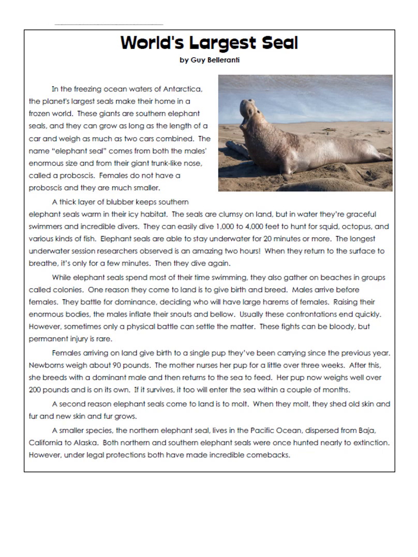A second reason elephant seals come to land is to molt. When they molt, they shed old skin and fur, and new skin and fur grows. A smaller species, the northern elephant seal, lives in the Pacific Ocean. Dispersed from Baja, California to Alaska, both northern and southern elephant seals were once hunted nearly to extinction. However, under legal protections, both have made incredible comebacks.